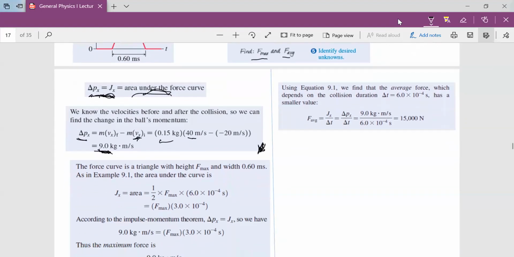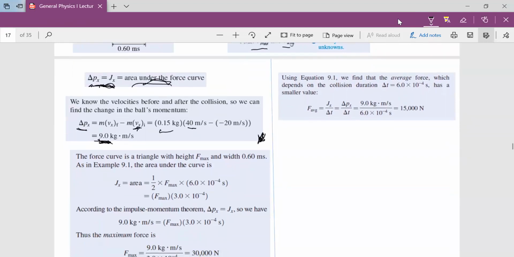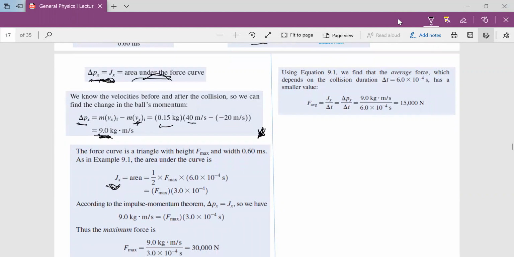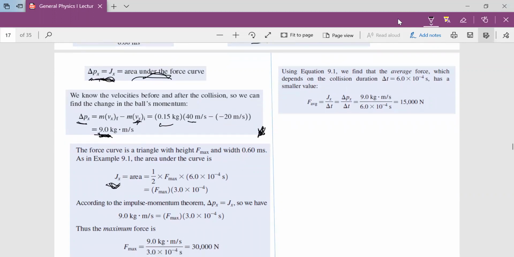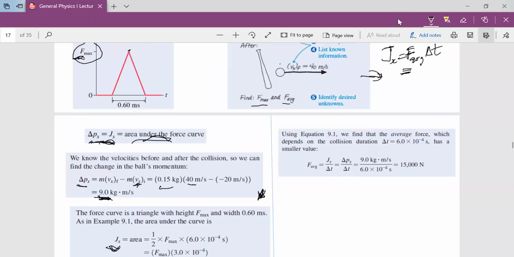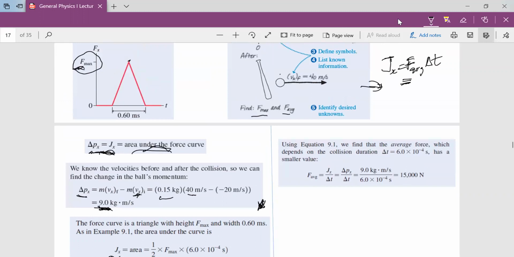Okay. So having known this value for change in momentum, now let's apply the equation that says J, which is impulse, is equal to the area under the curve. The curve is a triangle. So the area of a triangle is half base times height. Okay, so we'll have half this value, the height, then the base.